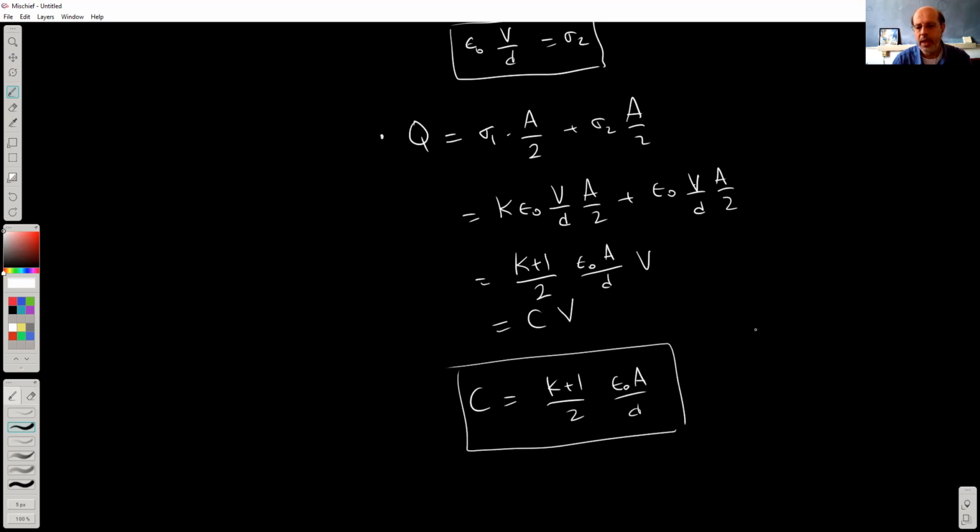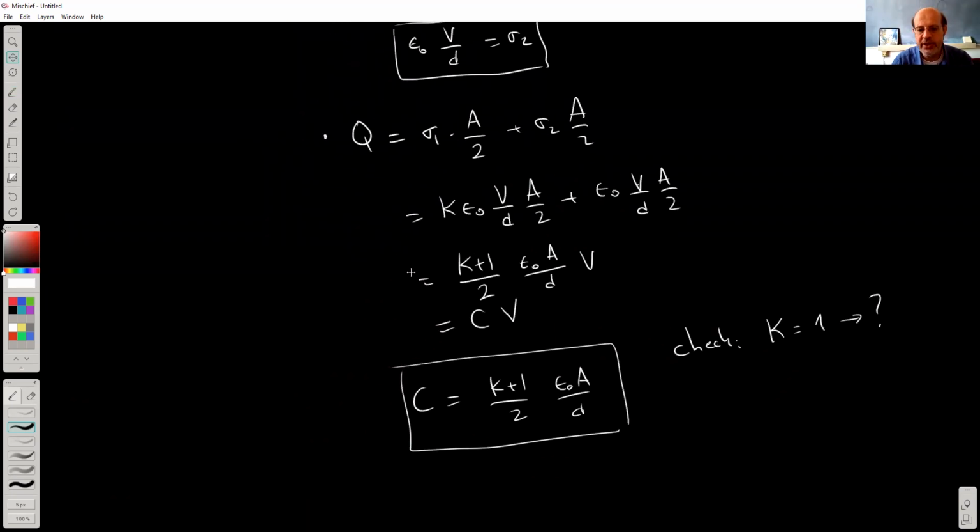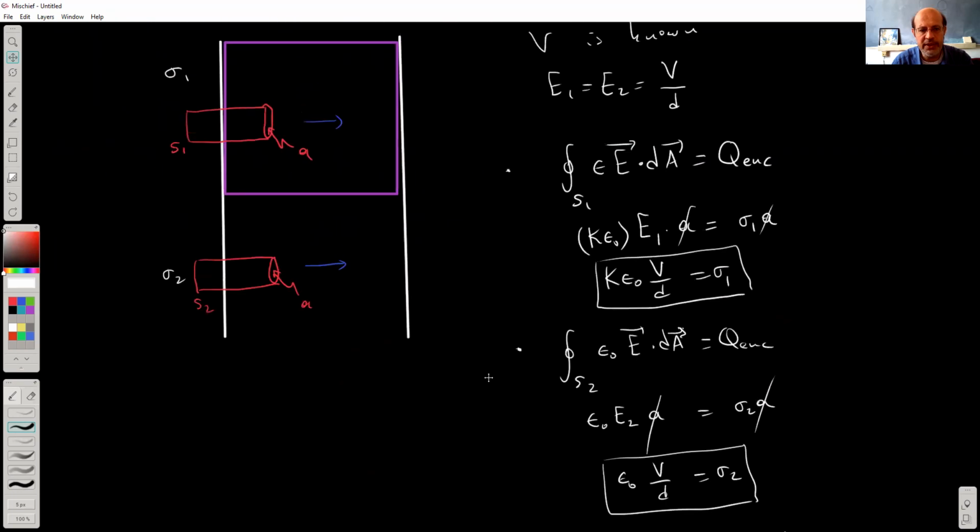Okay. So again, check. K is equal to 1. What happens? Check what happens when K is equal to infinity, for example, and try to justify this by picturing the physics in there, okay? So as a result, let me quickly go over this.